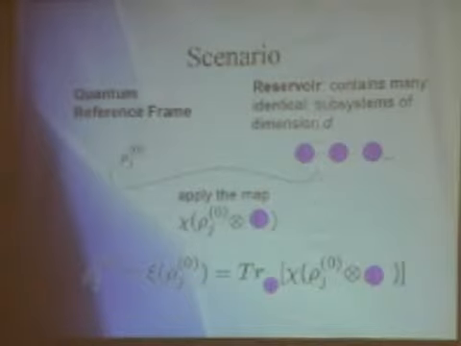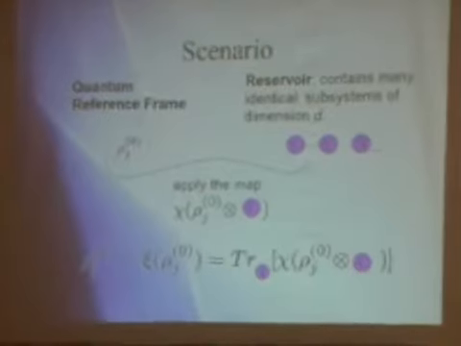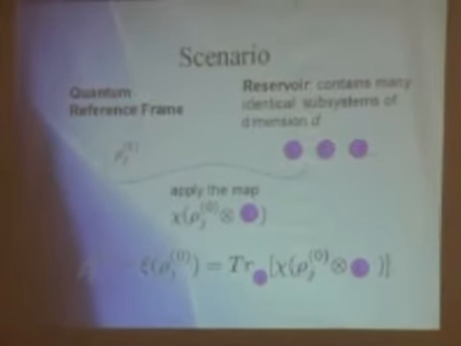Okay, so let's look at the scenario we're considering. We have some quantum reference frame. We start with a certain state for the quantum reference frame, and then we have a reservoir. The reservoir is constituted of many identical states that are uncorrelated with one another. We also assume that each of those states has a dimension d, and that they're invariant under rotations.